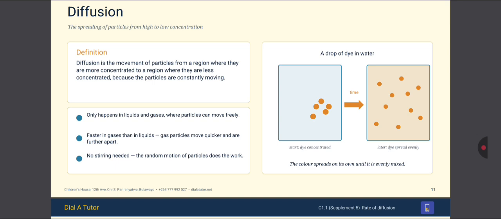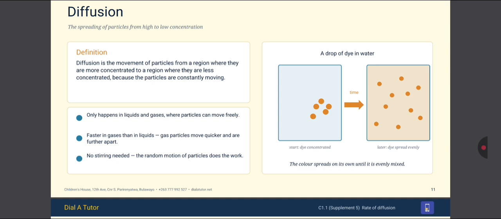Faster in gases than in liquids. Why? Because gas particles are quicker and are further apart. That's why diffusion is faster in gases than in liquids. Gas particles move quicker and are further apart. So they will often ask you why diffusion happens faster in gases than in liquids. Gas particles move quicker and are further apart.